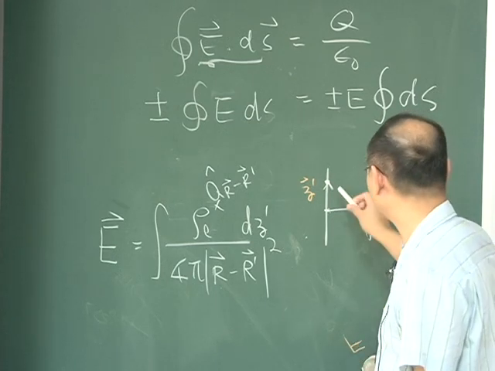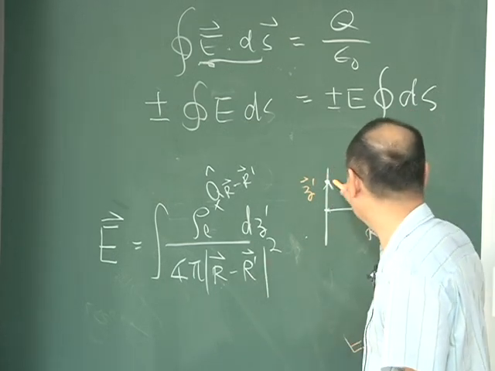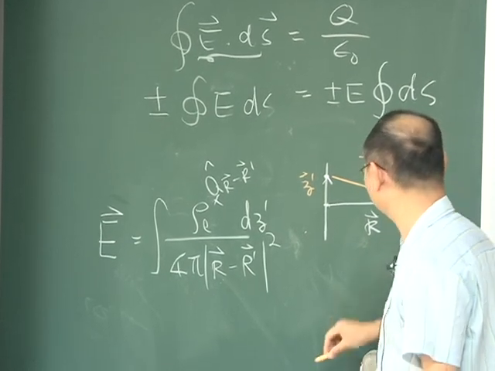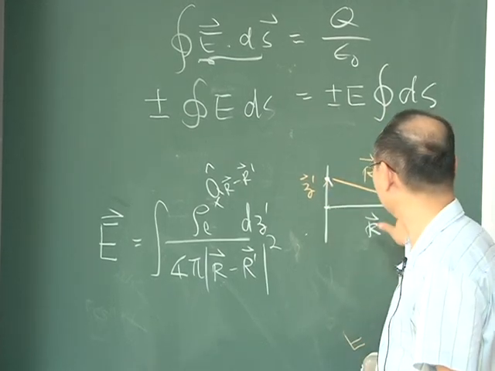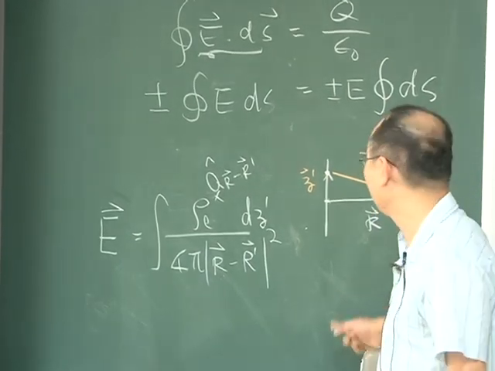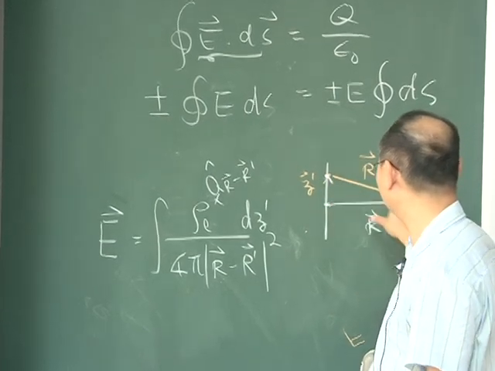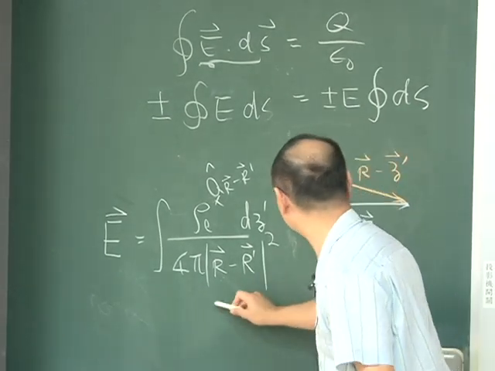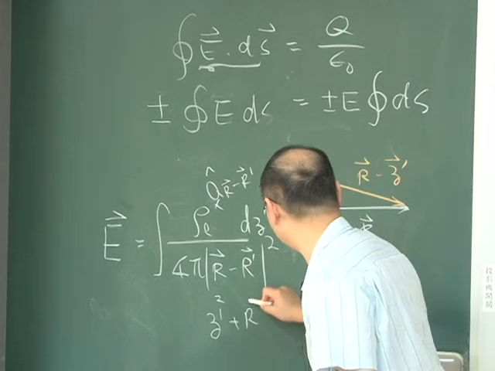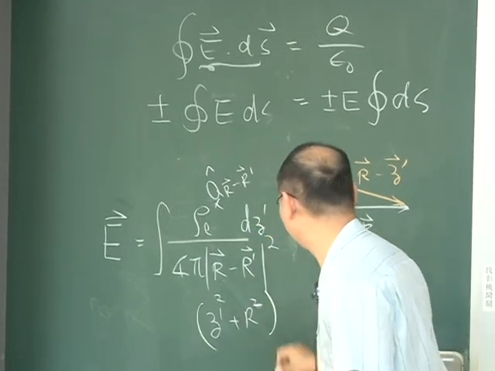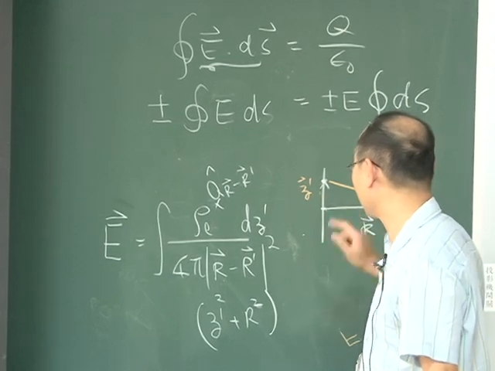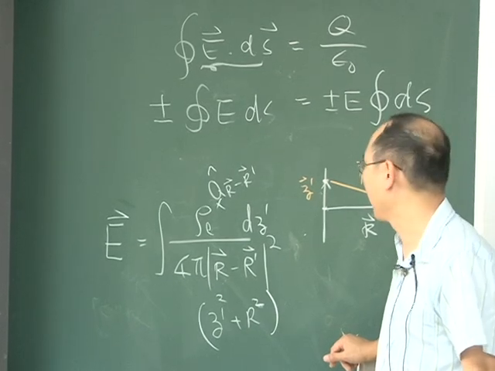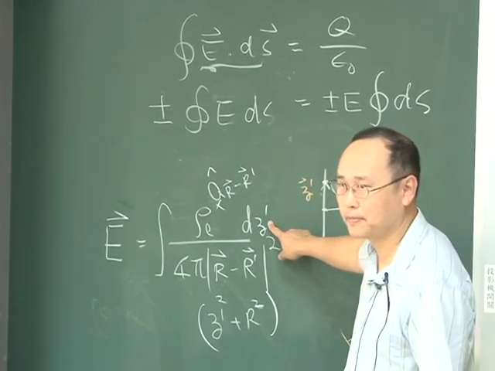Okay, and so the distance r minus r prime basically is this. Now it's equal to r minus z prime. It's from here to here. The magnitude of the length from here to here, you can do it easily, right? This is equal to z prime square plus r square. This square plus this square. Okay, and the integration is over z prime.